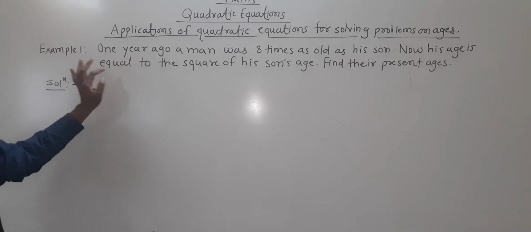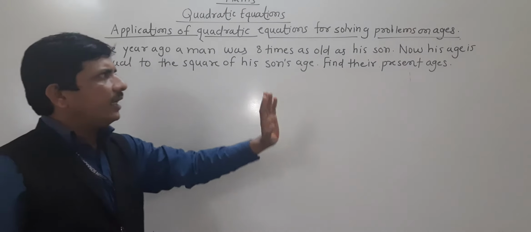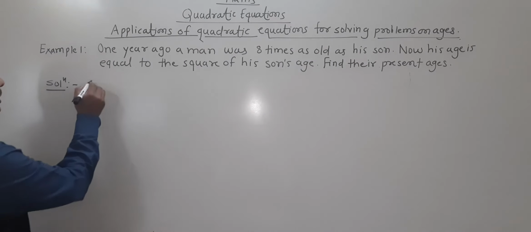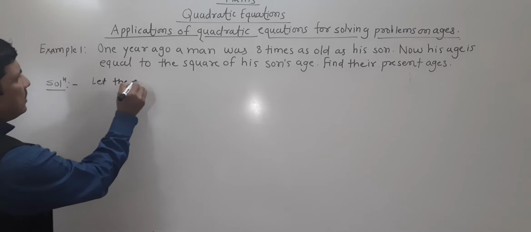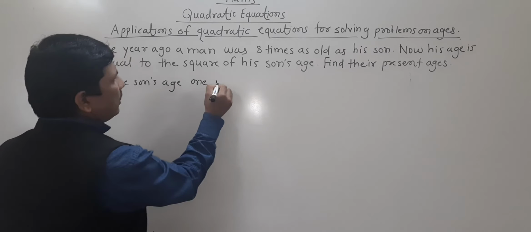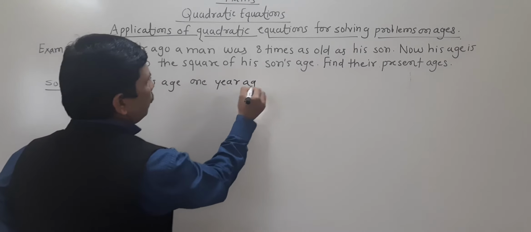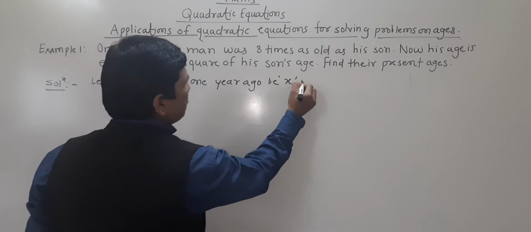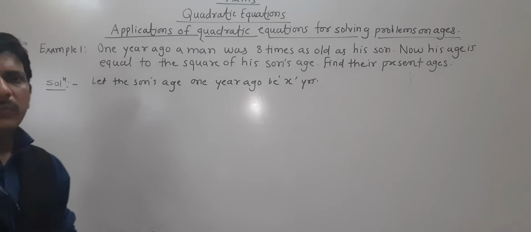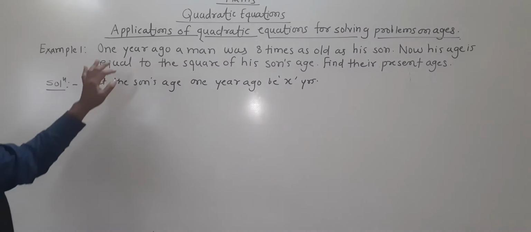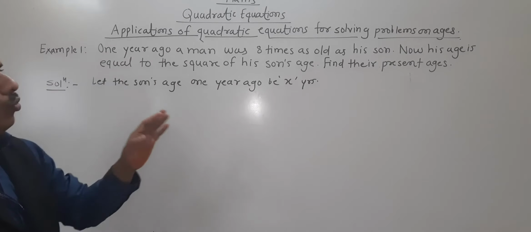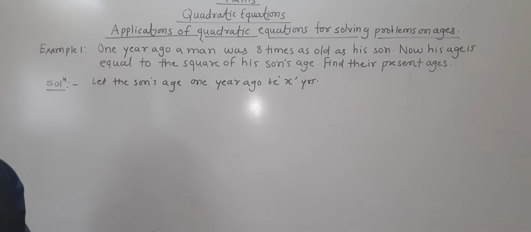What is given? 1 year ago a man was 8 times as old as his son. So first what will we consider? Let the son's age 1 year ago be x years. Now what is given? 1 year ago a man was 8 times as old as his son.